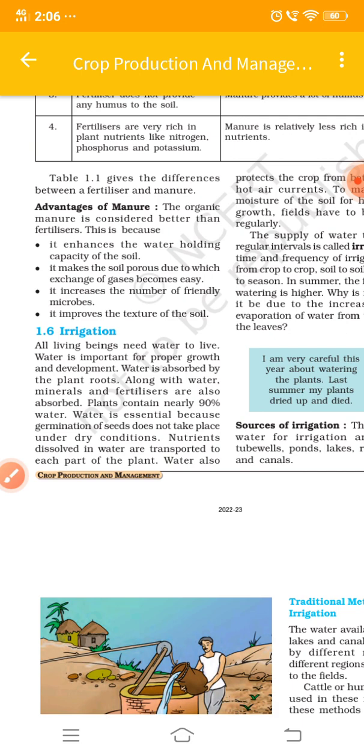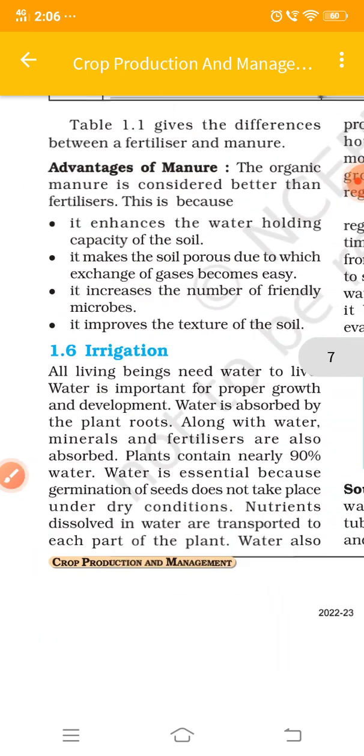The increased number of friendly microbes. This is very much correct according to me. The increased number of microbes, because see, decomposition microbes, bacteria will be there. It improves the texture of the soil.